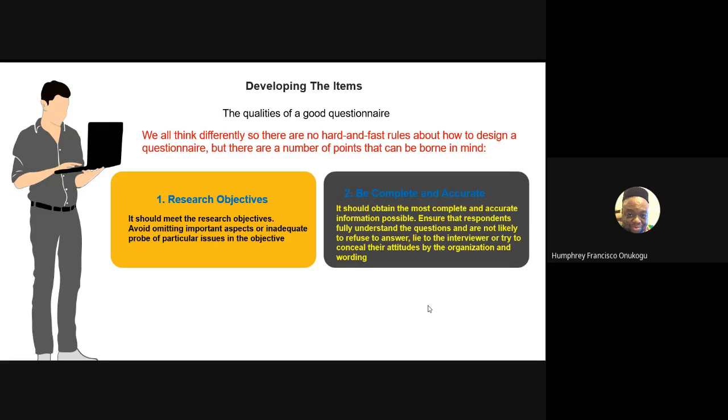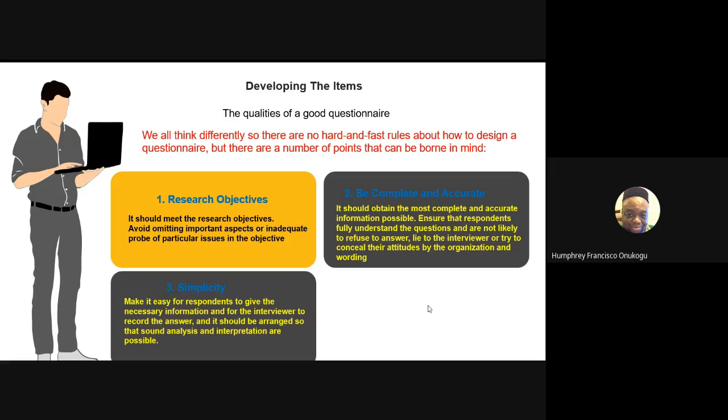Two, it has to be complete and accurate. It should obtain the most complete and accurate information possible. Ensure that the respondent fully understands questions and are not likely to refuse to answer, lie to the interviewer, or try to conceal the attribute by organization and wording. Here, you have to ensure that the questionnaire is complete and it has to be organized using the words and the format that will enable your respondents to open up and speak without lying or deceiving or without feeling bored or tired. We are still going to look at how this can be achieved as we go on.